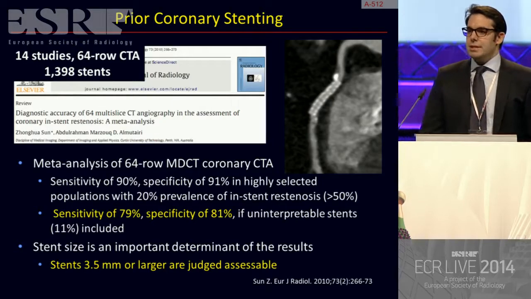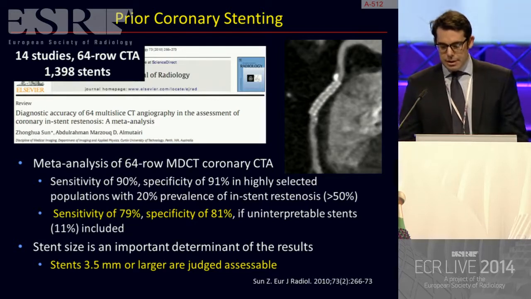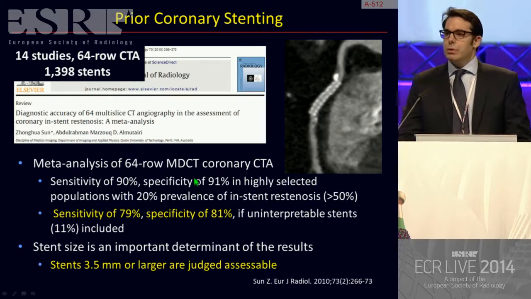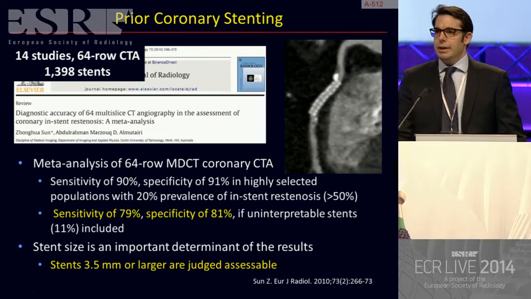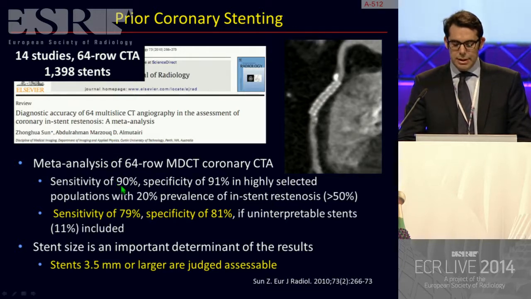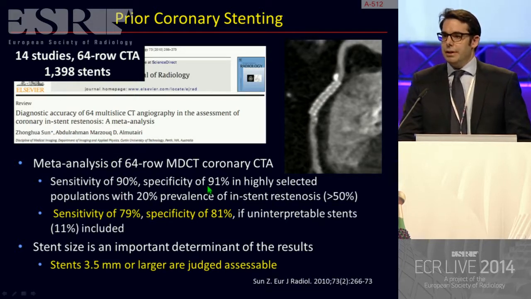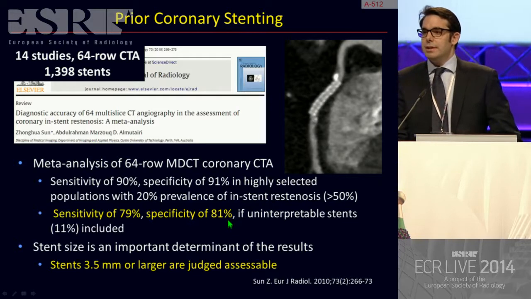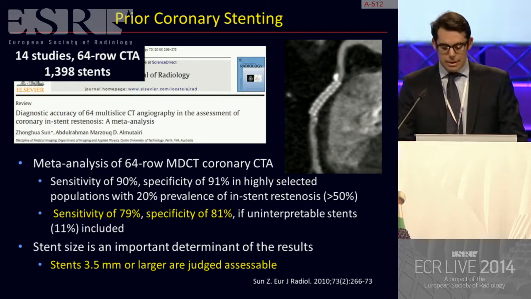When we're dealing with the stents, though, that's a different story. The stents, you know that they're made of metal, and not all of them can be accurately assessed. When you look at sensitivity and specificity values, always look at whether the non-assessable stents were included or excluded. If non-accessible stents were excluded from the analysis, you will find 90, 91%. But if they are included, like in this meta-analysis, you will find a sensitivity and specificity of 81%. And why is it? Because not all stents are assessable.